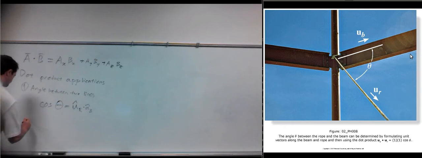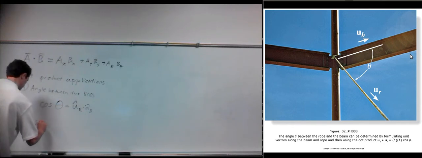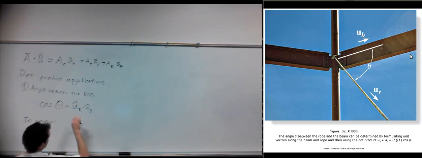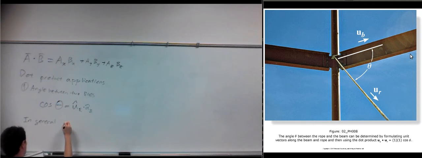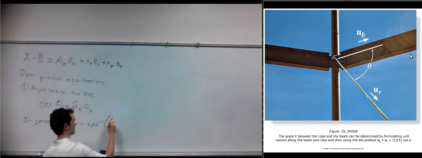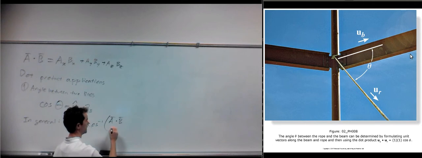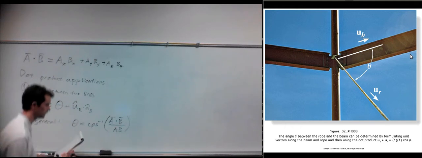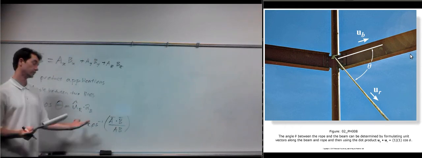So in general, if we just have two vectors, A and B, that have any given magnitude, then theta is equal to the inverse cosine of the dot product divided by the product of the magnitudes. So this just gives you U hat A and U hat B, so it's the same as this equation, but in general the magnitudes are not 1. So that's how we get the angle between the lines, or between two vectors.